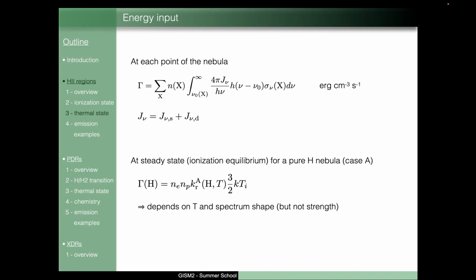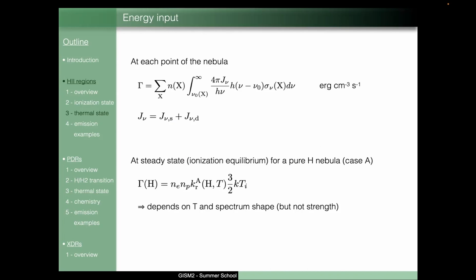When we increase the radiation field of the source, what happens is that we destroy the species, we ionize the region, and so the density of the species decreases at the same time, and it's roughly inversely proportional to the intensity of the radiation field.